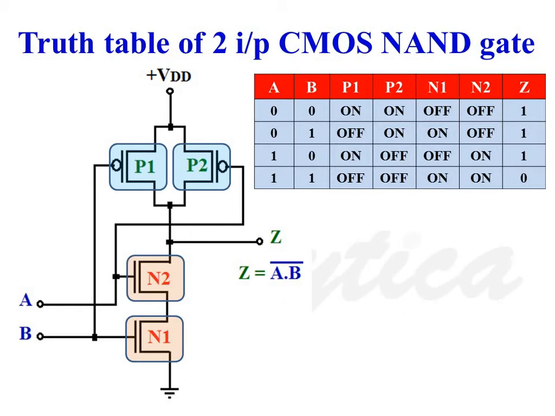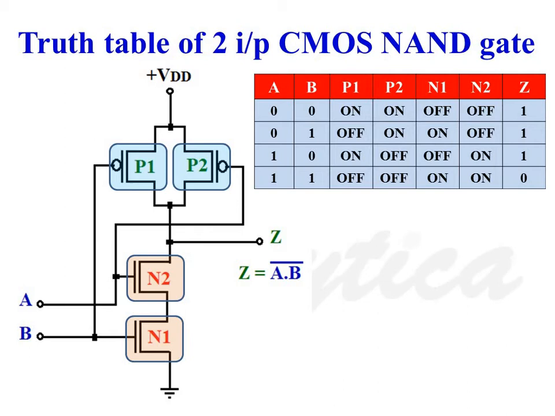When A is equal to 0 and B is equal to 1, P1 off, P2 on, N1 on, N2 off. Output Z is equal to logic 1. When A is equal to 1 and B is equal to 0, P1 on, P2 off, N1 off, N2 on. Output Z is equal to logic 1.